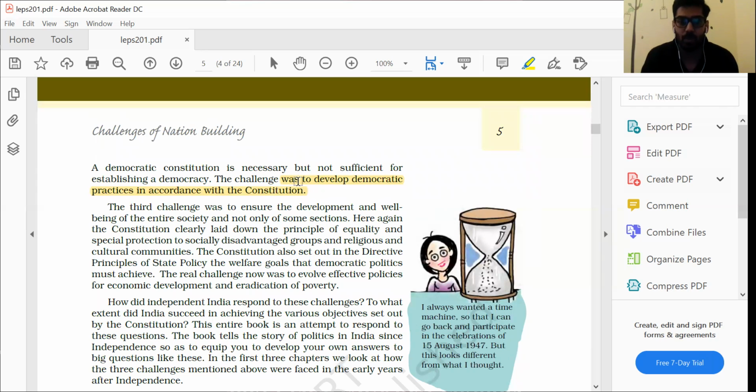People were to be told about these things, people were to be educated about these things, and the politicians of those times had to practice these things in real life so that it percolates down to the majority of the people. Now, the third challenge was to ensure the development and well-being of the entire society, and not only of some section. Again, you read part 4 of the Indian Constitution, the directive principles.